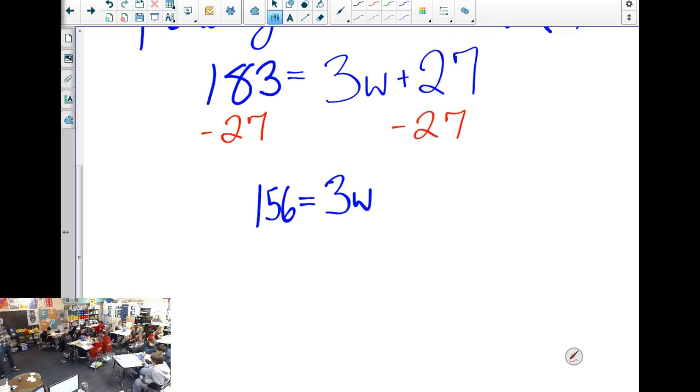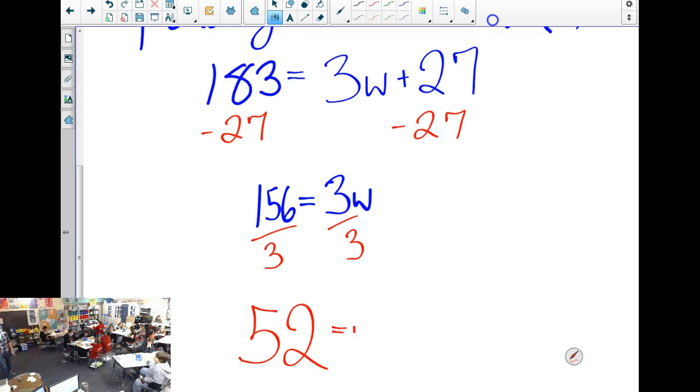Now, Riley, coming back to you. Now we can get rid of the 3. How? Well, you gotta divide. Aiden, you can use a calculator, but you don't need to. Hold it. Nope, stop. What's 15 divided by 3? 5. What's 6 divided by 3? 2. Your answer's 52.